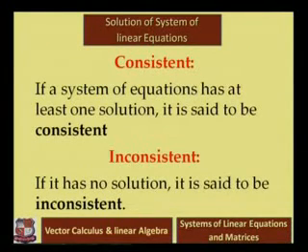Before going to discuss the solution, we have to know about consistent and inconsistent systems. If a system of equations has at least one solution, it is called a consistent system. If it has no solution, then it is called an inconsistent system.